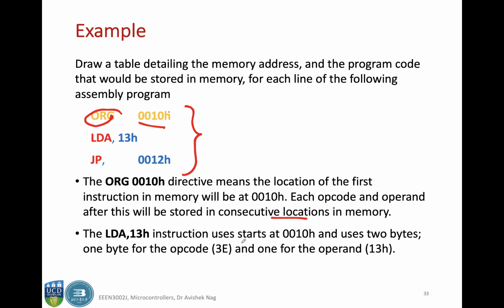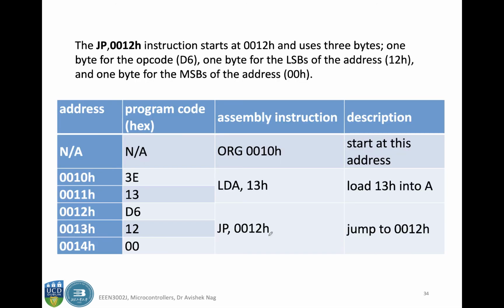Okay, so let's say your first location is 0010, because this is what is denoted by this line. And then you have basically 2 instructions. One is load A with 13H. So load A has this particular opcode, and the operand is 13. Okay, so this is a 2-byte instruction, and the 2 memory locations are loaded with this.